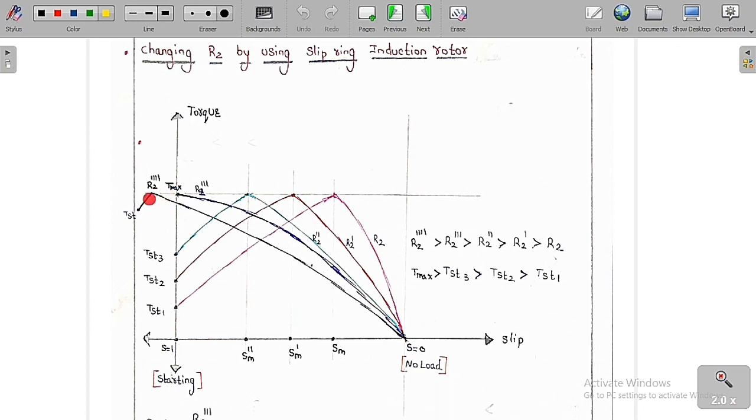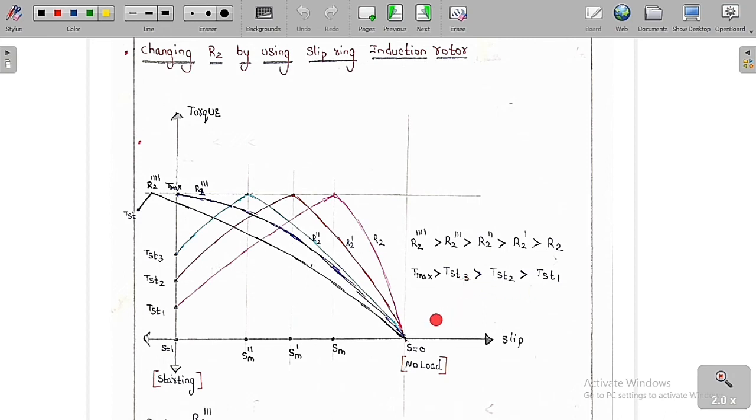Again, if you go for R2 4 dashes, it is greater than this one, so you can say clearly this is the maximum torque you are going to get in this coordinate, but the starting torque is going to decay. So after R2 triple dash, the maximum torque is still the same, but the starting torque is going to decrease. From here to here, the starting torque increases, but after that the starting torque will decrease. So we can say clearly that R2 4 dash is greater than R2 triple dash, is greater than R2 double dash, is greater than R2 dash, is greater than R2. Therefore, Tmax is greater than TS3, is greater than TS2, is greater than TS1.